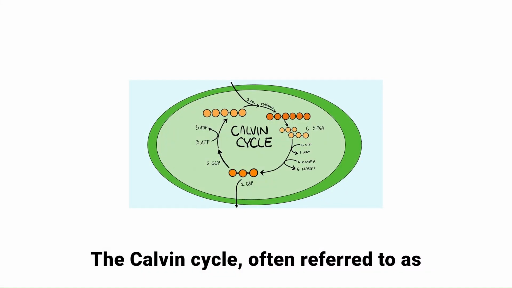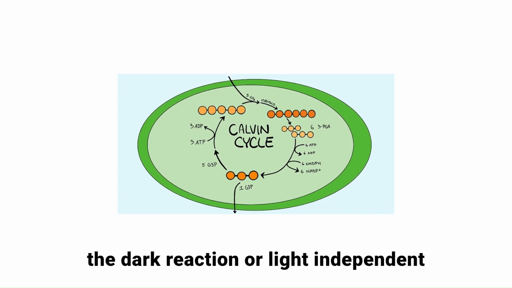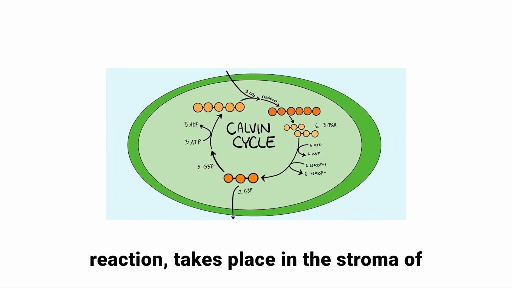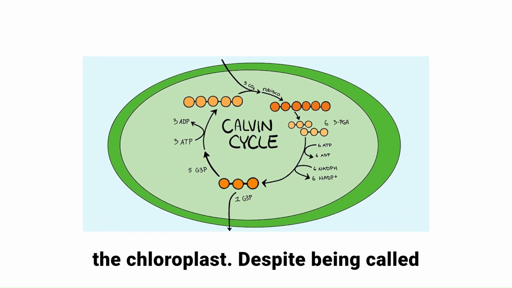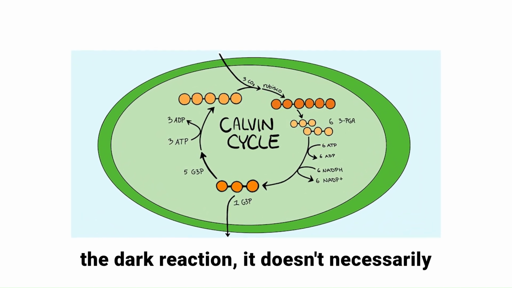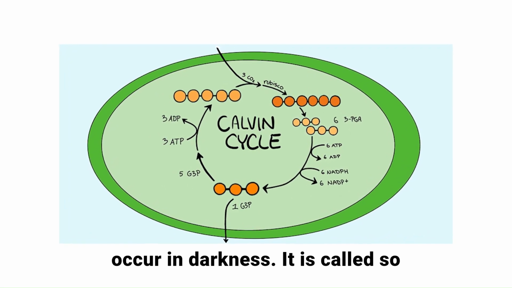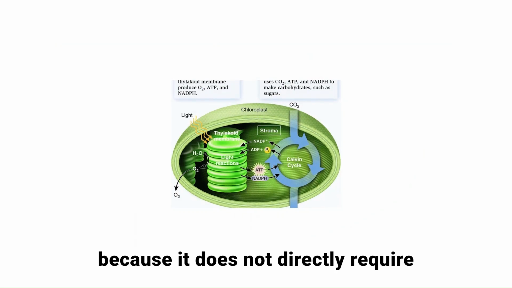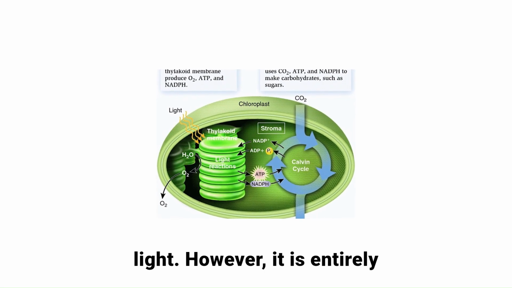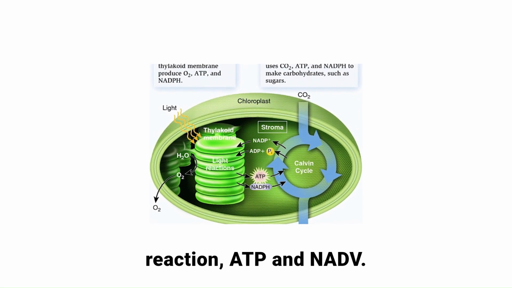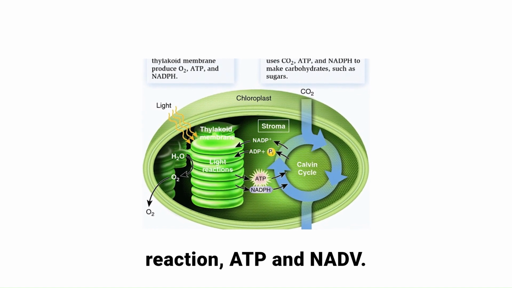The Calvin cycle, often referred to as the dark reaction or light-independent reaction, takes place in the stroma of the chloroplast. Despite being called the dark reaction, it doesn't necessarily occur in darkness. It is called so because it does not directly require light. However, it is entirely dependent on the products of the light reaction, ATP and NADPH.